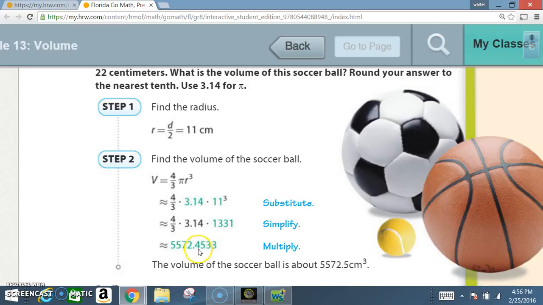Now, why is that? Because the tenth is located right here at that 4. The 5 is greater than or equal to 5, so therefore the 4 would become a 5. So once again, 5,572.5 is my final answer.